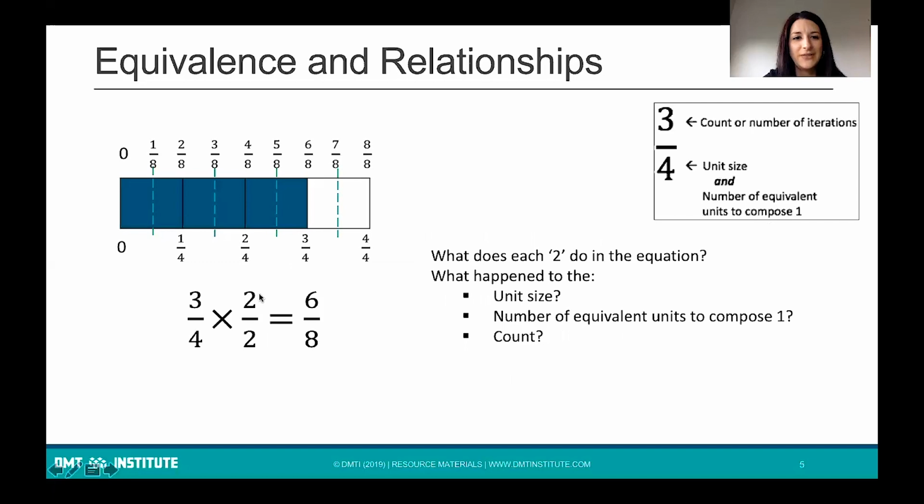So now let's take a look at that more formal equation that we sometimes see with this. If I take a look at my 3/4 and I multiply it by 2/2, we're going to start with the denominator. This 2 in the denominator takes my fourths and partitions them in half, which takes care of these two things. It makes that unit size half as big as it was, which then creates twice as many units to compose 1. This 2 in the numerator doubles the count. And again, I have to double the count because those unit sizes are smaller.